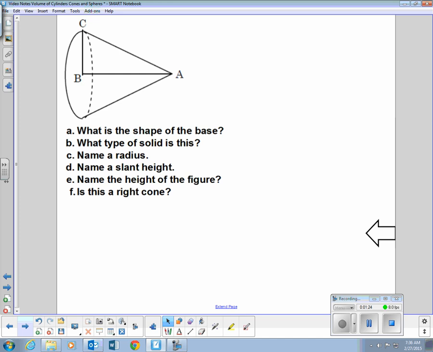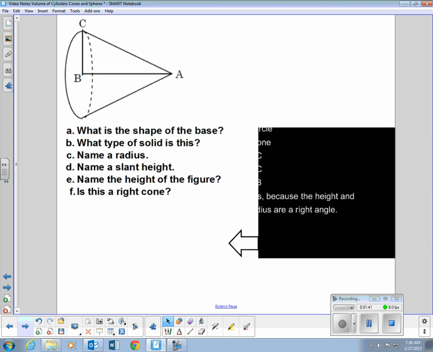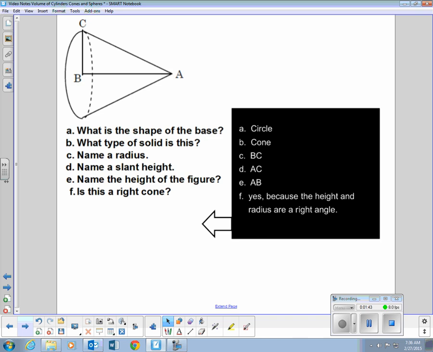So here we have a cone, and it asks, what is the shape of the base? What type of solid is formed? And so there are questions. You want to pause the video and answer those questions, that'd be great. When you're done answering those questions, you can start it back up and you can see your answers. Okay, so I'll just bring this over right here, and there are all our answers for our cone.